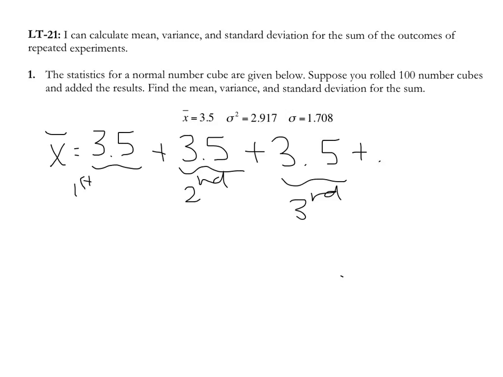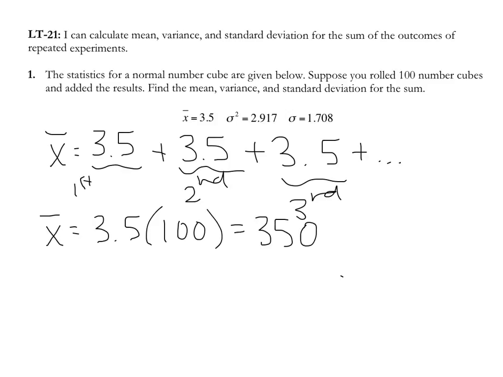second number cube, and the mean for the third number cube, all added up. So as you can see, if we do this 100 times, we're going to have the mean for a single number cube added up 100 times. So instead of doing 3.5 plus 3.5 plus 3.5 over and over again, we can just take that 3.5 and multiply it by 100. And if we do that, we're going to get 350.